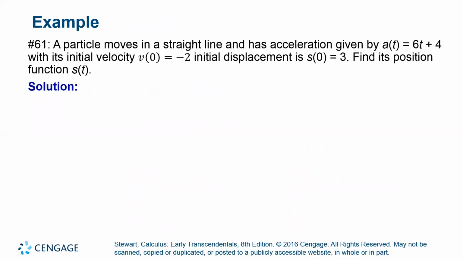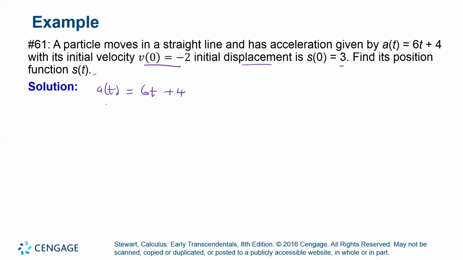It said a particle moves in a straight line and has acceleration given by a of t equal to 6t plus 4, with its initial velocity v of 0 equal to -2, and initial displacement, which is the position function, s of 0 is equal to 3. Find its position function s of t. So here we are given a of t as 6t plus 4.